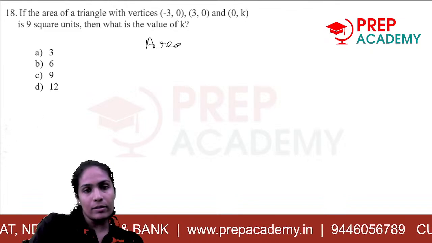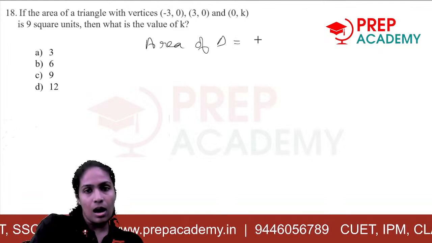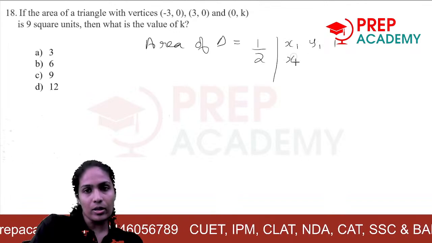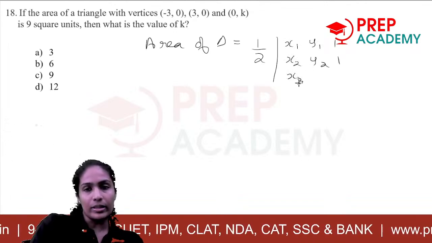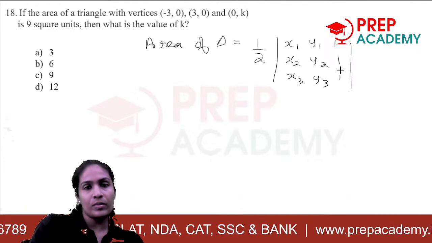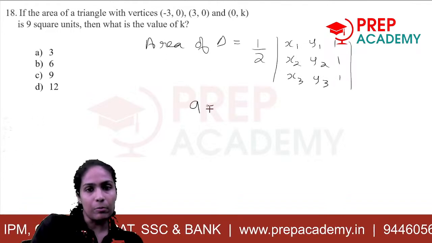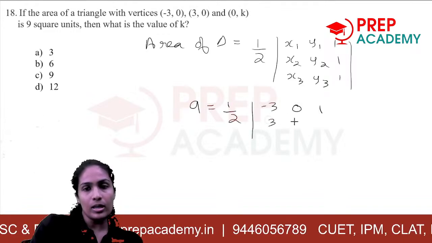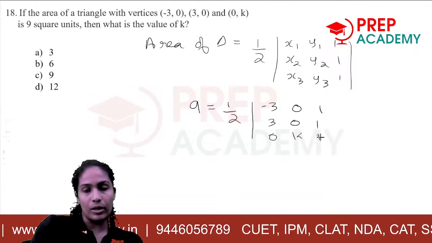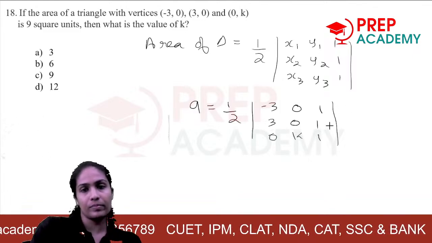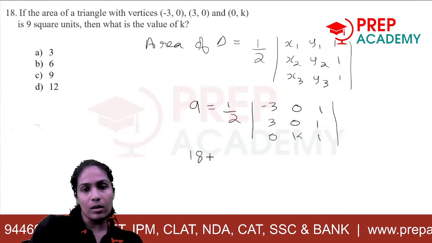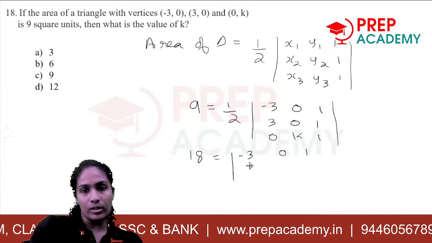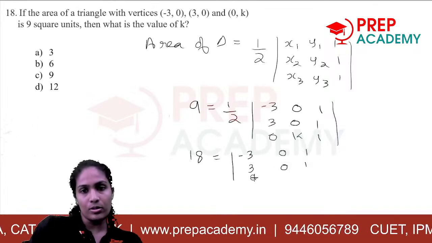Area of a triangle is defined as half into the determinant of x1, y1, 1, x2, y2, 1, x3, y3, 1. So here the area is given as 9. So 9 is equal to half into the determinant of minus 3, 0, 1, 3, 0, 1, 0, k, 1. Thus 18 is equal to the determinant of minus 3, 0, 1, 3, 0, 1, 0, k, 1.